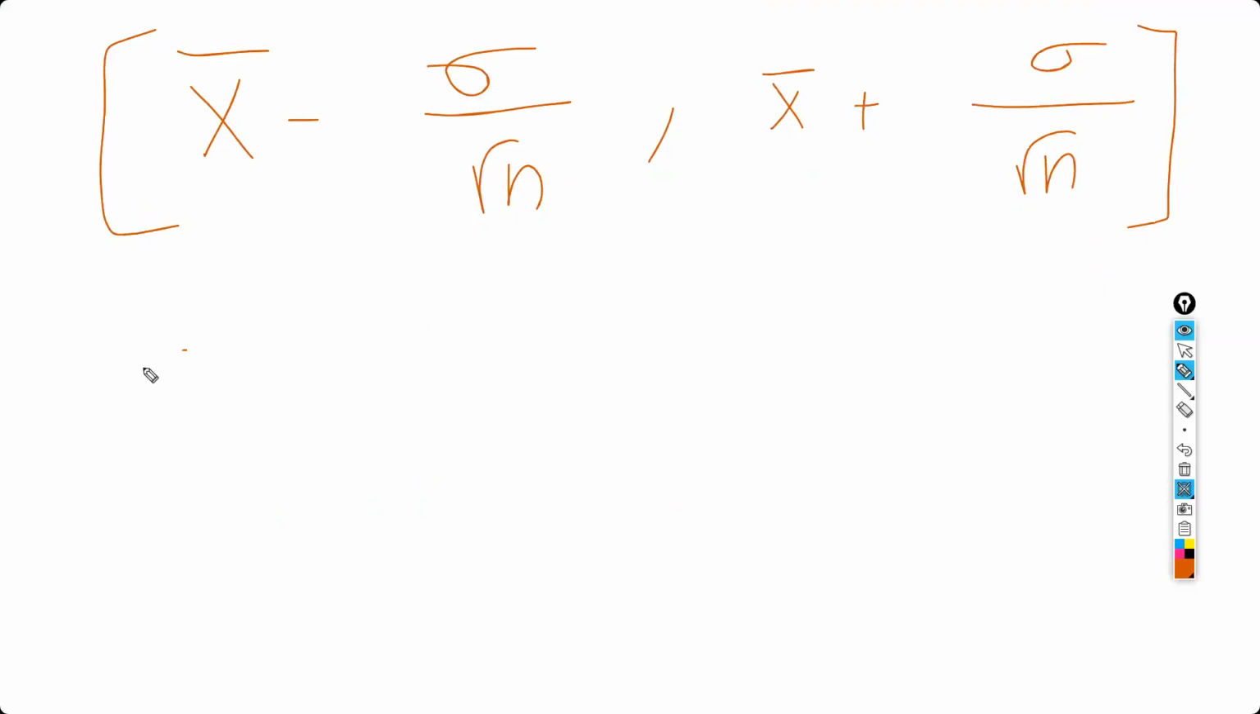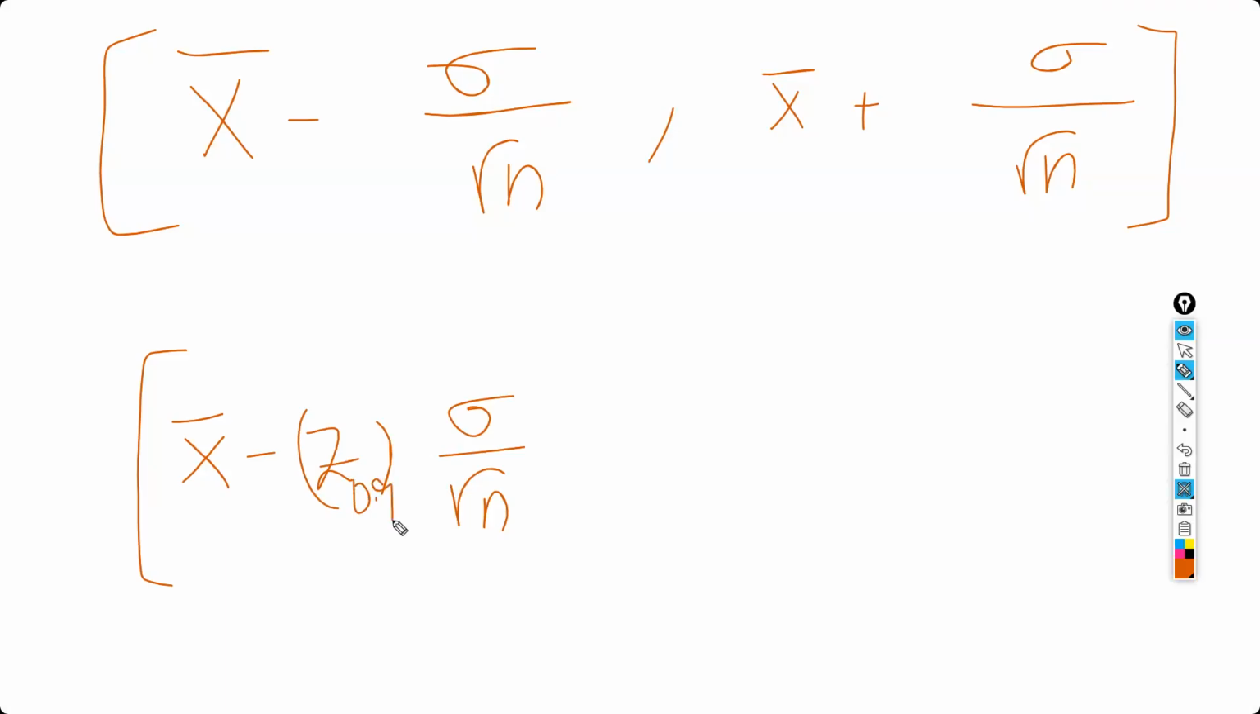Now, for the confidence interval, what we are going to do is x bar minus, instead of considering sigma by root n, we are going to consider the z value. I'm going to multiply with the z value. What z value? With what probability do you want? For 90% probability, what is the z value? That value I'll multiply. If you want 95% probability, for 95% probability, what is the z value? That one I'll multiply.